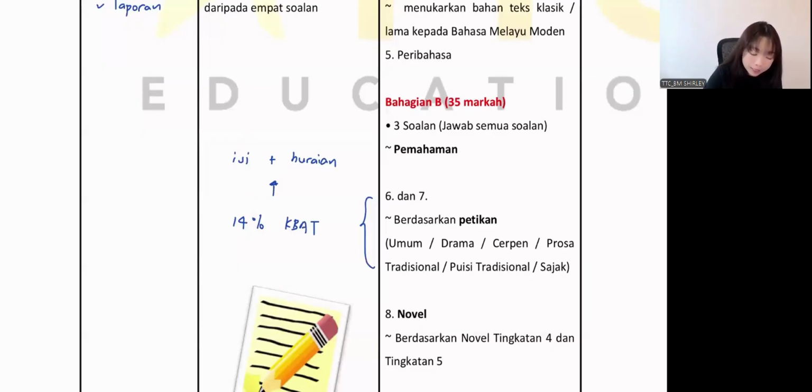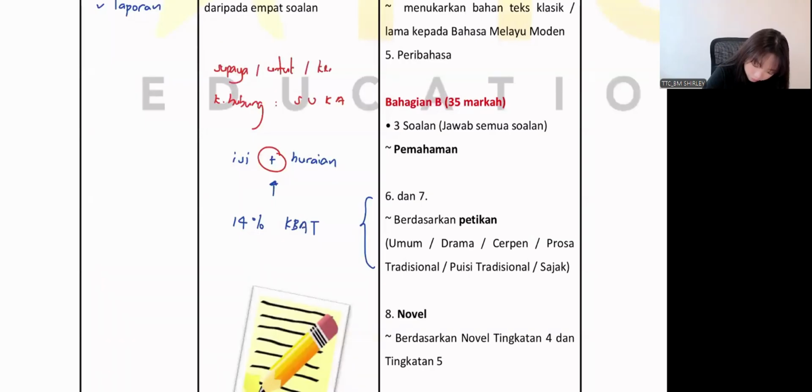so that your teachers will know what the point is about. That's why for the isi and huraian in the kebat question, you may use the kata hubung of sebab. So the sebab here we are referring to supaya, untuk, kerana, and also agar. Supaya, untuk, kerana, agar. Okay, any of it.